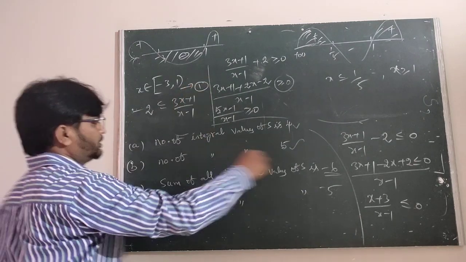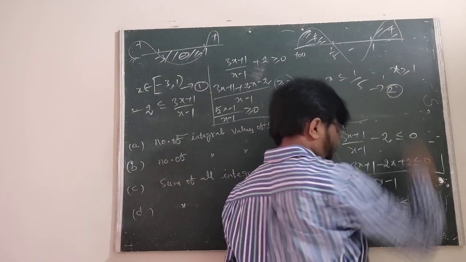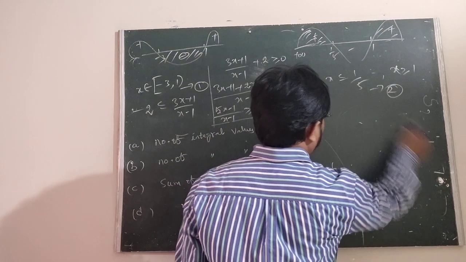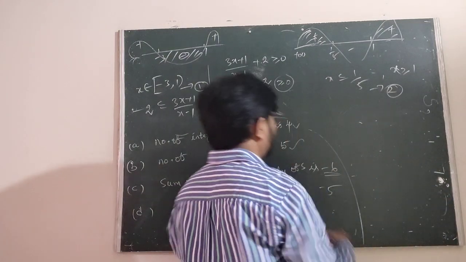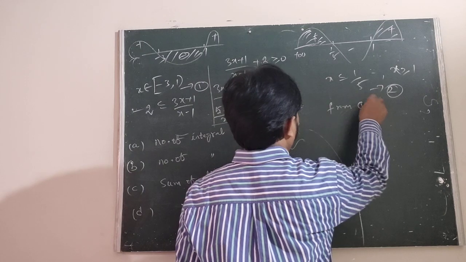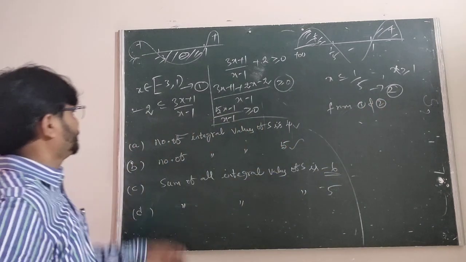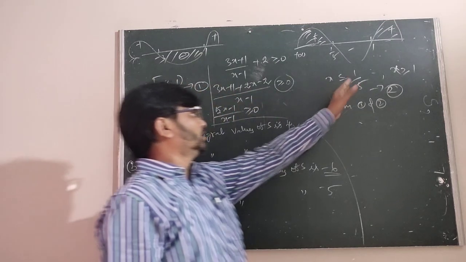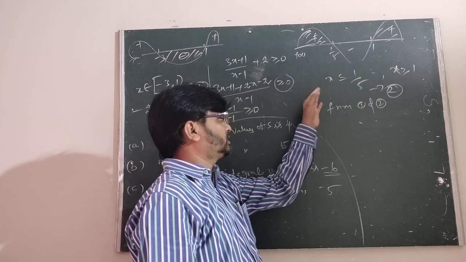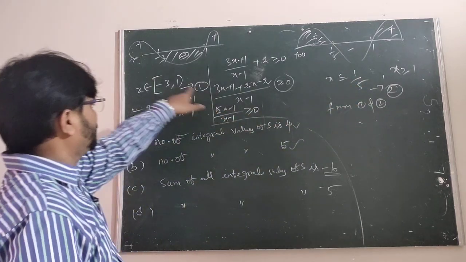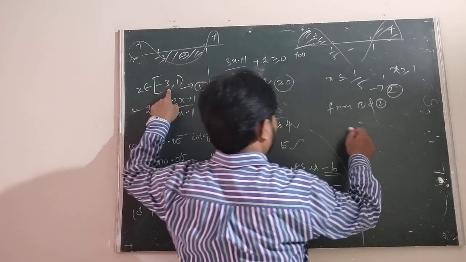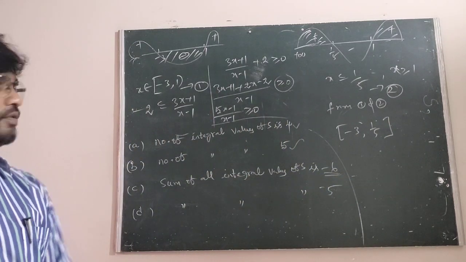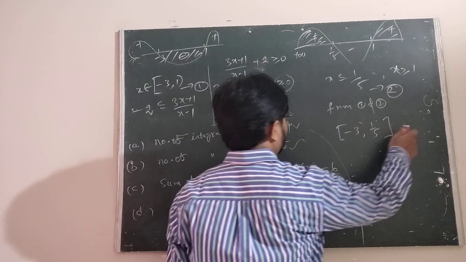This is the first one. This is the second one. Now the common part is from these two. We can observe from 1 and 2 that the intersection part of 1 and 2 is minus 3 to 1. This is x less than or equal to 1 by 5, that means minus infinity to 1 by 5. Therefore the common part is from minus 3 to 1 by 5. So minus 3 to 1 by 5 is the answer.